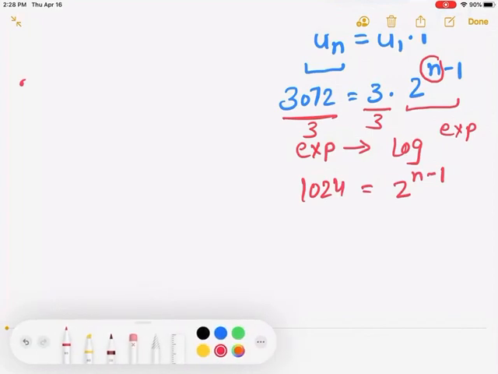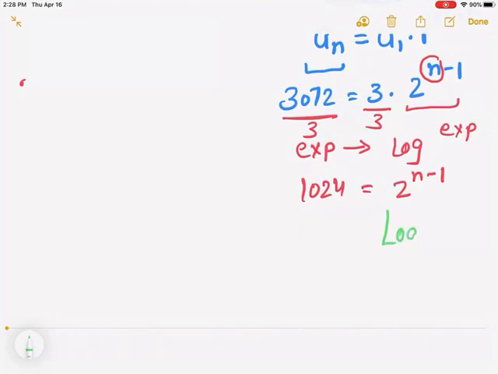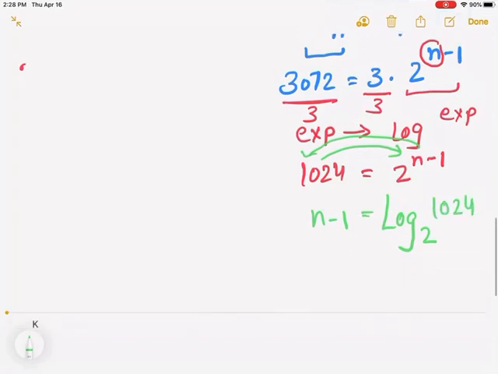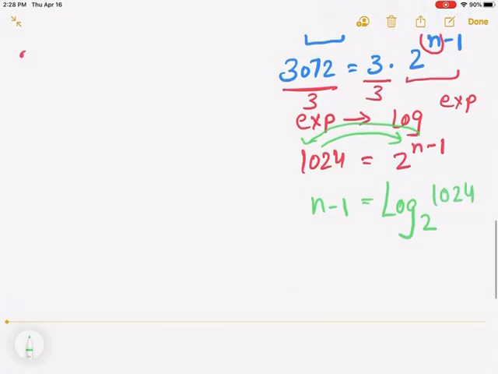Switch it to log. And again, I hope you remember how to do that. So this is how we switch it to log. You need to write down the log, bring down the base, which is 2, and swap. So this number would go to this side. This one moves to the other side. So n minus 1 would be on this side. log base 2 of 1024.